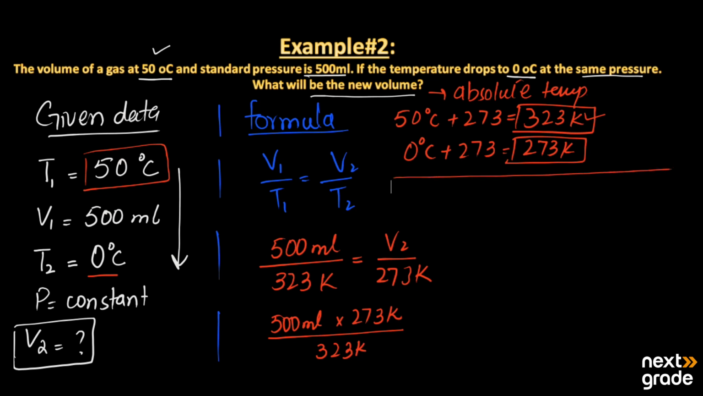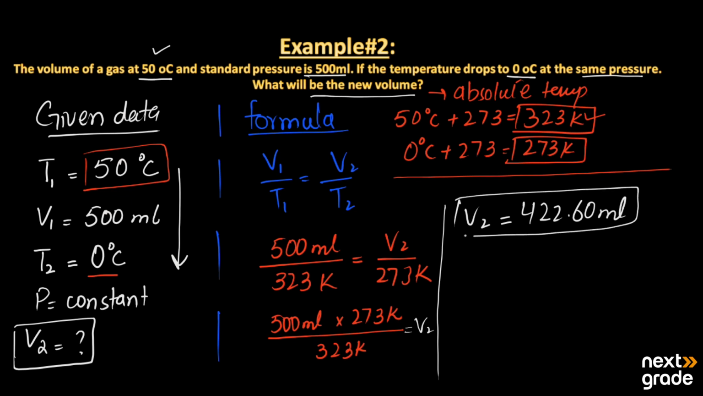And the answer we get is V2, which is 422.60 ml. Don't forget to write the unit along with the value.